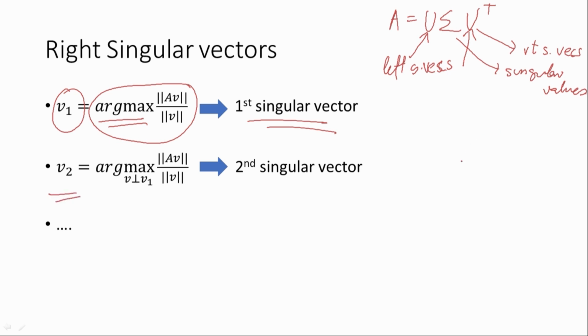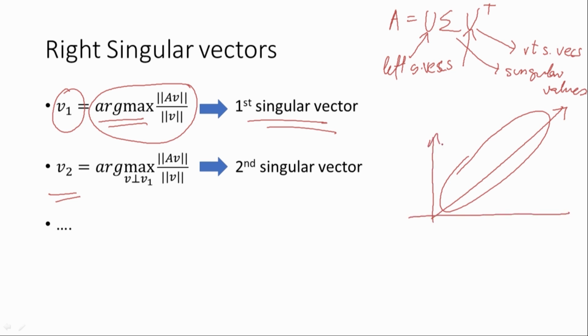But now suppose we're trying to do more. Now that we have found the best 1D representation of the data, we are greedy. Maybe in 1D the error itself is too much, and 1D is not a good enough representation. What would be the best 2D representation of the data? We could try to just say that V2 is the argmax of the norm of AV divided by the norm of V, where V is not equal to V1.